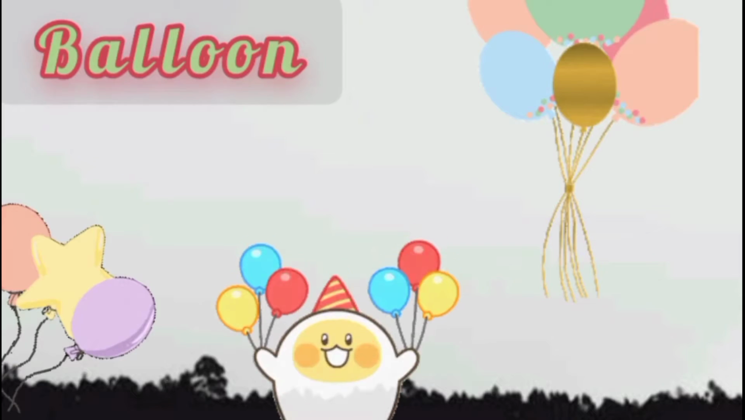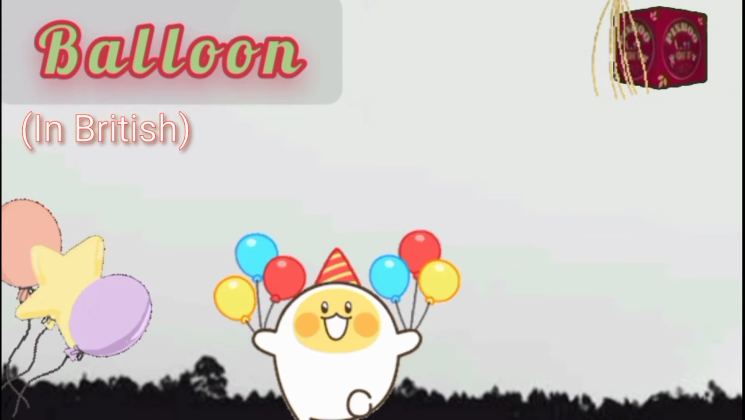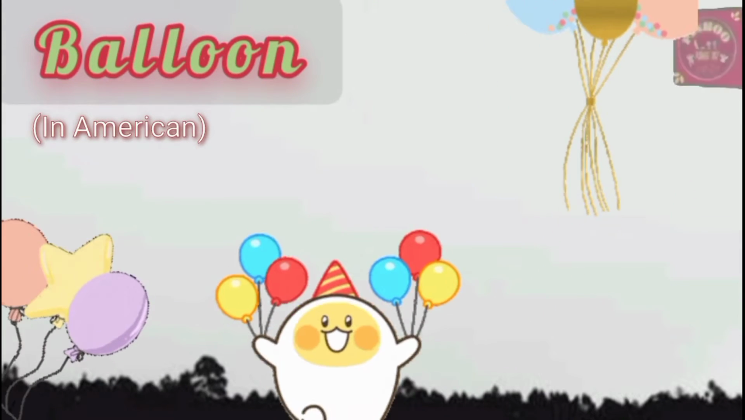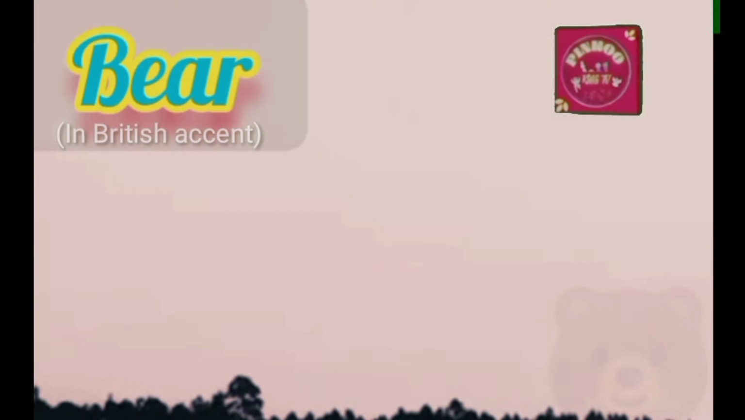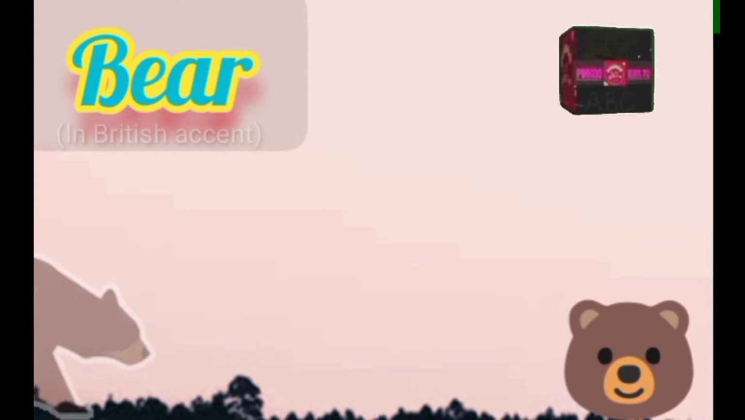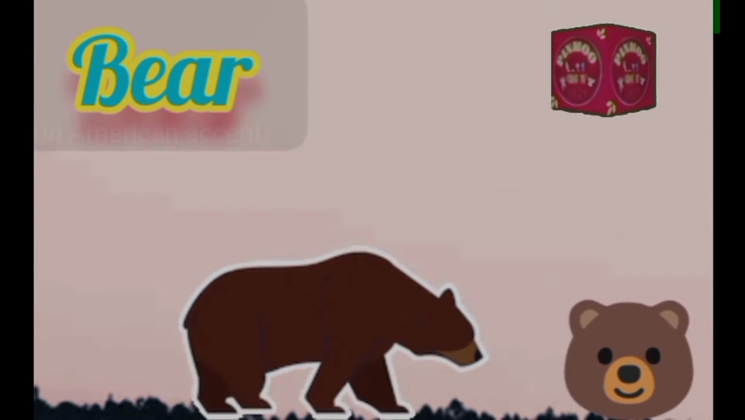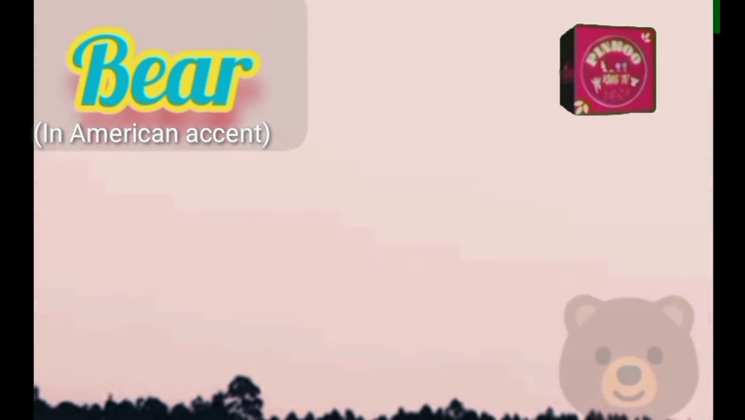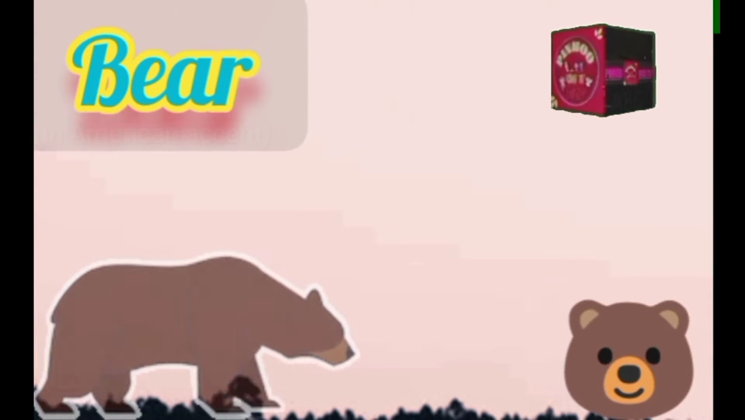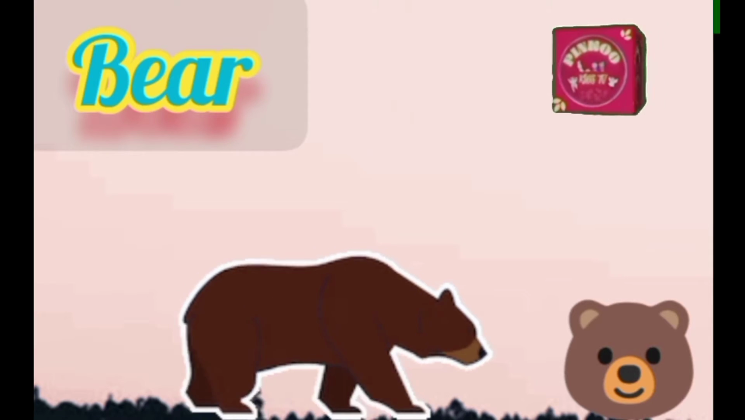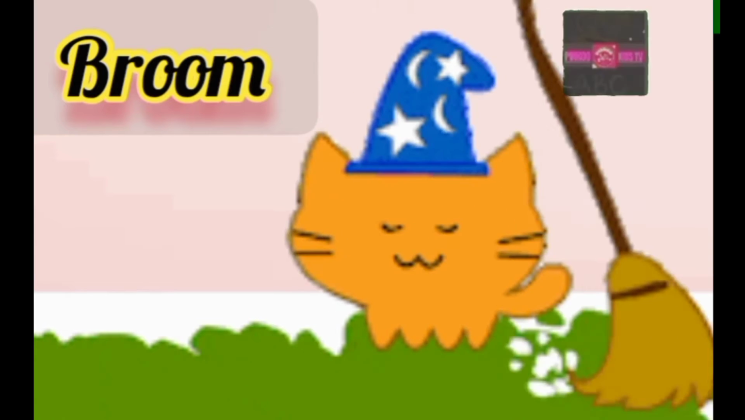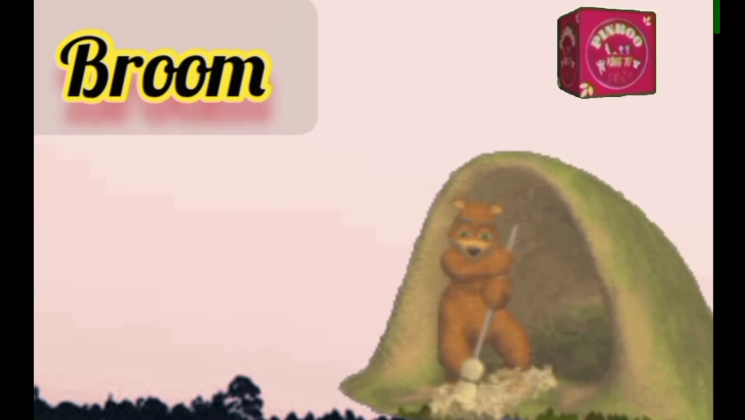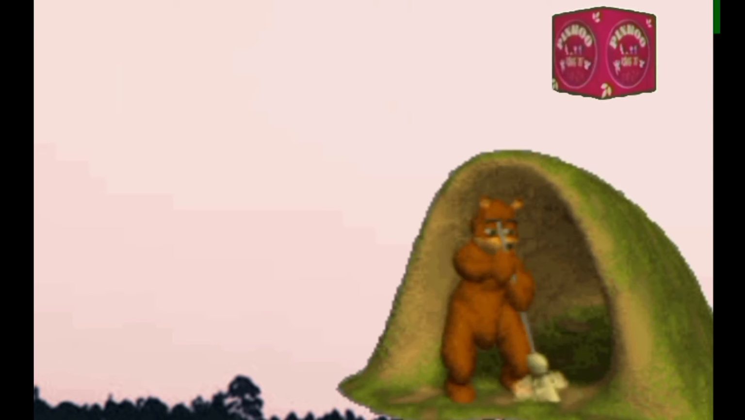In British, B for balloon. An American accent. In British accent, B for bear. American, B for bear. Bear. B for broom. Broom. Bear is brooming his cave.